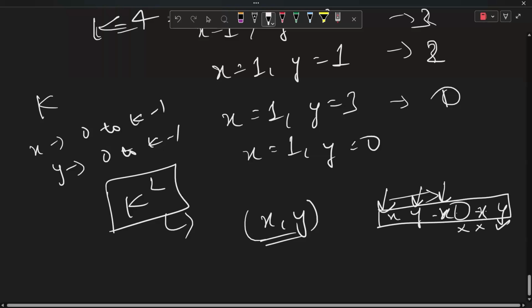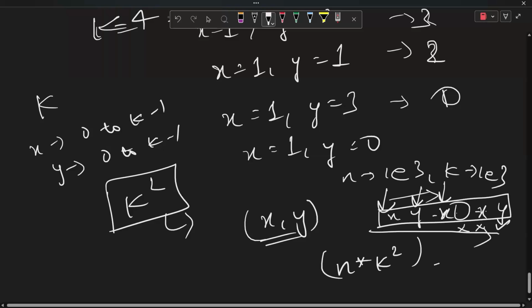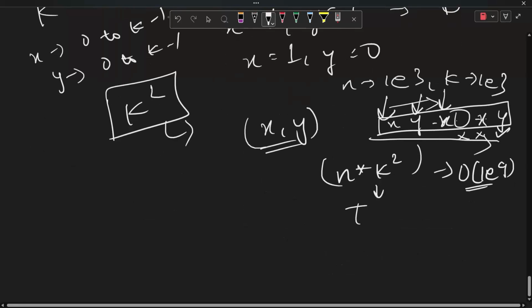If you get a y, then that is taken, and then you would search for x. But this way you have k square possibilities, and by going through the array, you are doing another O of n. So n into k square, you are given n as 1e3 and k also as 1e3. So this would be O of 1e9. So this would give you TLE. Okay. So this approach is going to give you TLE. So you need to optimize this approach a little.